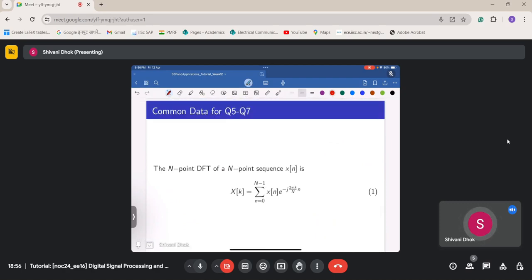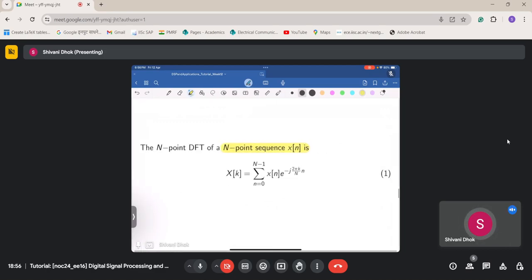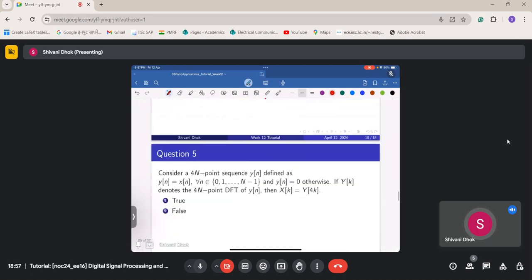So here is a simple common data for the next few questions. We are given an N-point sequence x[n], and it has an N-point DFT as capital X[k], which is defined something like this. This is a standard definition, but one thing you should notice is that x[n] is an N-point sequence, and this is its N-point DFT. We need to take care of that in the coming questions. So let's start with the fifth question.